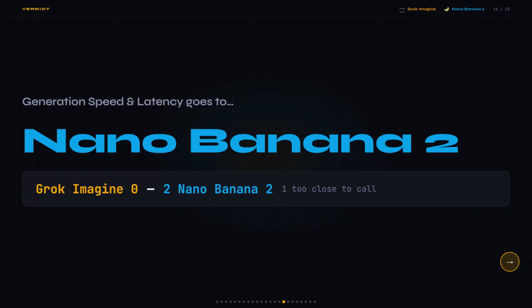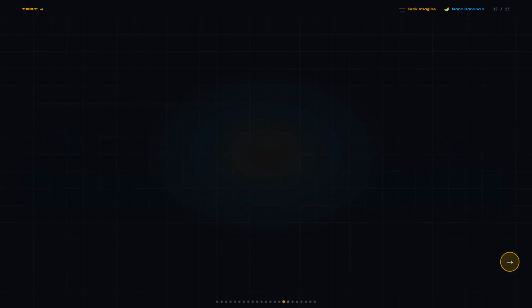That undisclosed 480p downgrade on Grok Imagine is what swings it, because a silent quality throttle nobody tells you about is a much bigger problem than a 1 second latency difference. Scoreboard now reads Grok Imagine 0, Nano Banana 2 2, 1 tied.